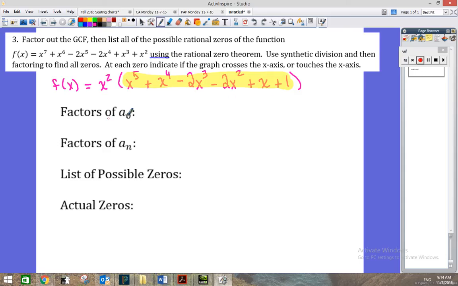All right, so factors of the constant term are plus and minus 1. Factors of the leading coefficient are also plus or minus 1. So the possible list of zeros is just positive 1 and negative 1. So you could plug in 1 or negative 1. I'm just going to do synthetic division. And if I find a zero remainder, then I know that this is an x-intercept.